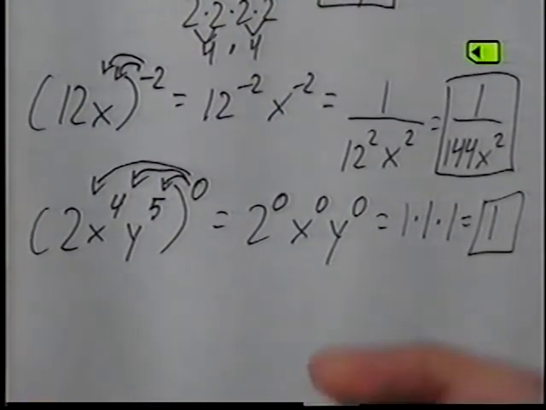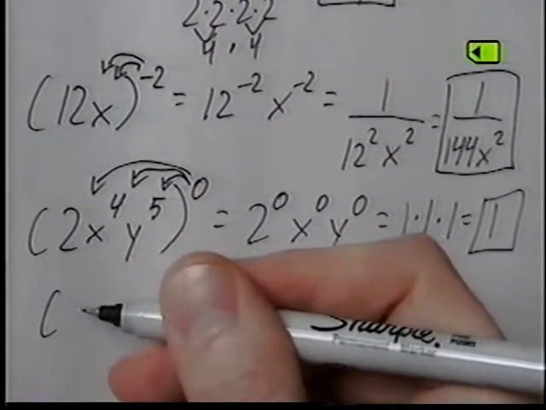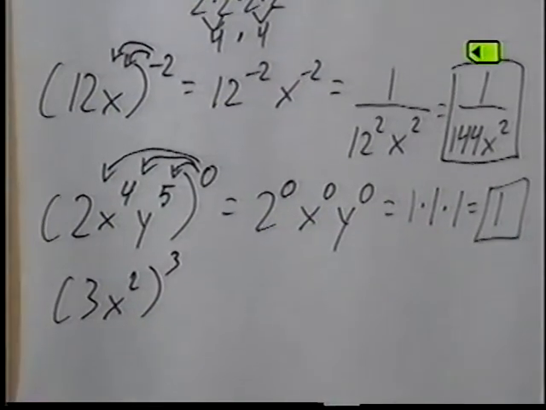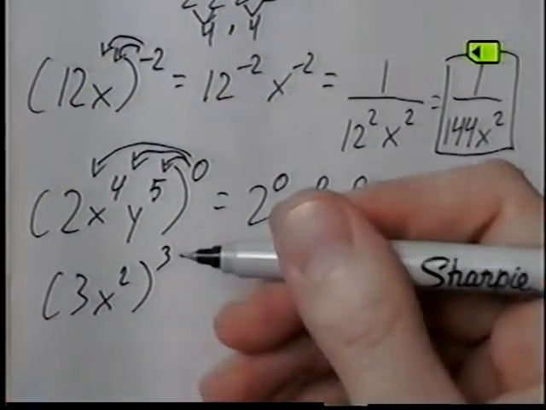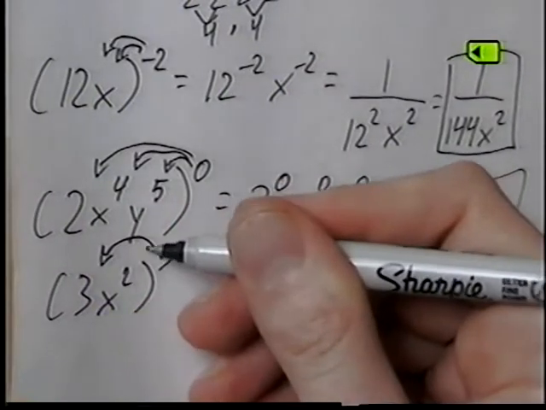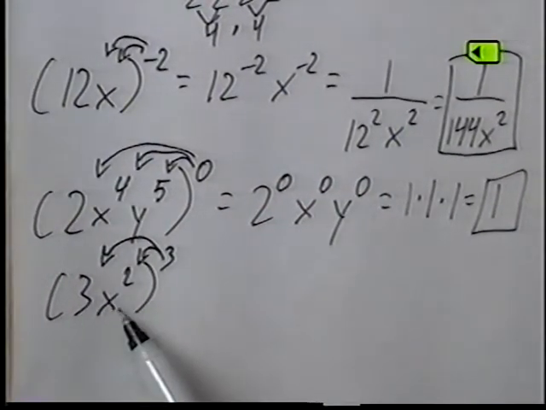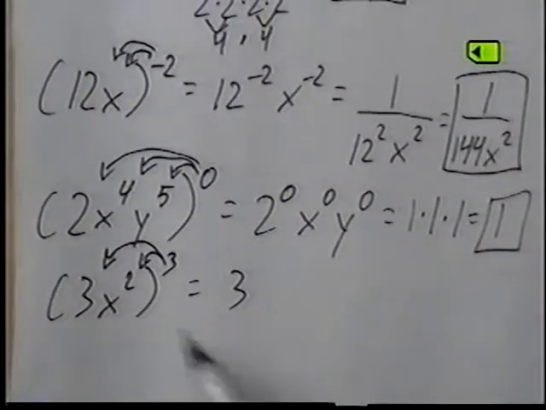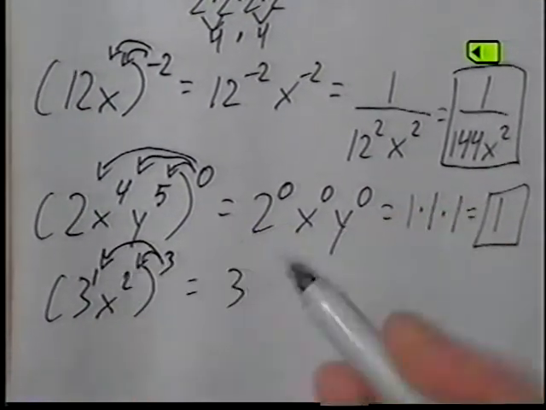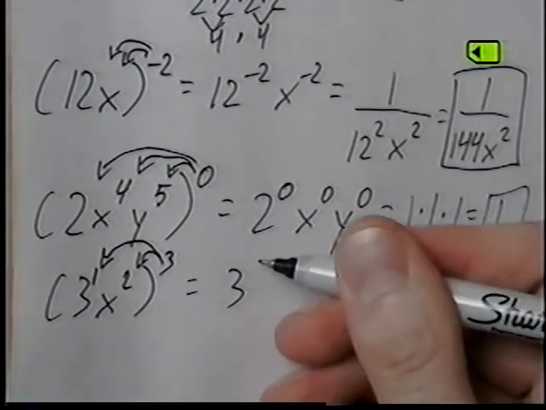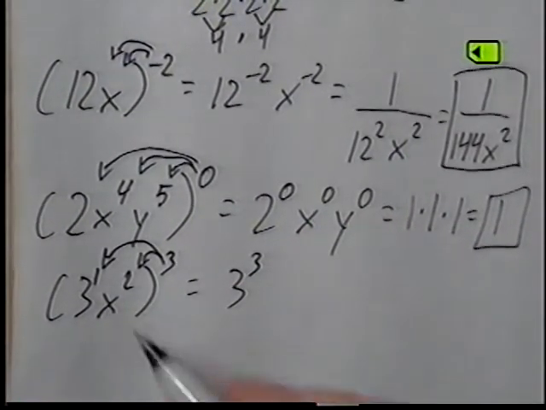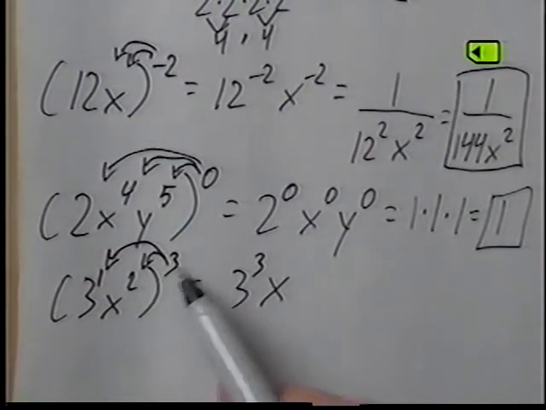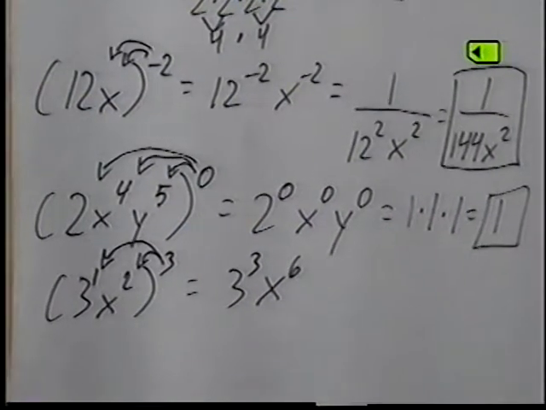Last question for this section of notes. Parentheses 3 x squared to the third power. Again, the exponent goes to each term inside the parentheses. It goes to the 3, and it also goes to the x. If the 3 doesn't have an exponent, it's kind of like an imaginary 1. You can multiply those, and it stays 3 to the third power. X comes over, squared to the third power, multiply these, and you have x to the 6.